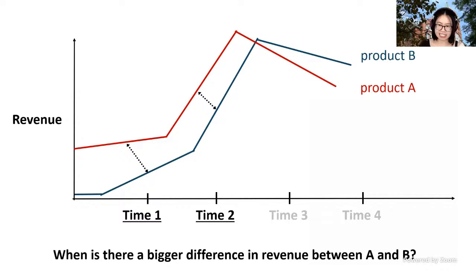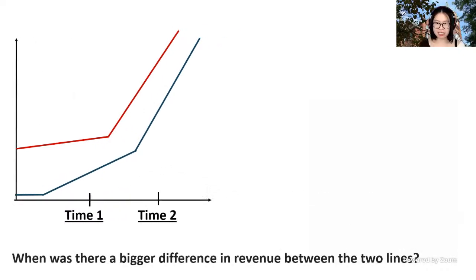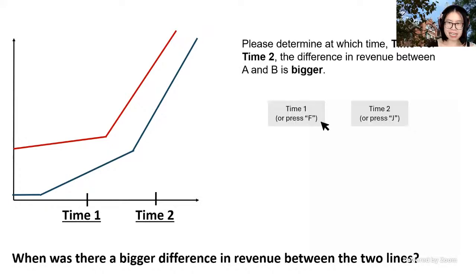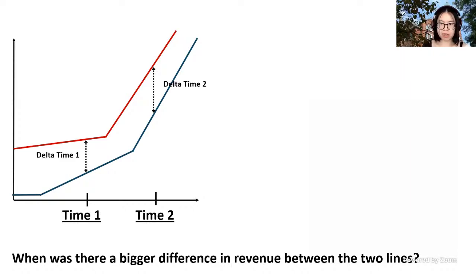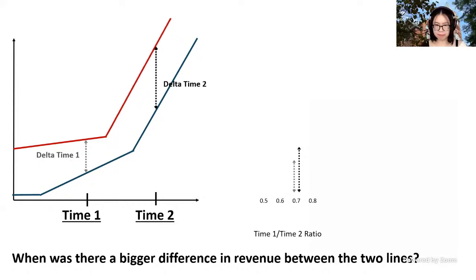So to empirically test this, we showed people visualizations like this, except that we simplified it to look like this. And we asked our participants to determine at which time, time 1 or time 2, the delta between the two lines is bigger. So we vary the deltas between time 1 and time 2 by systematically manipulating the slope of these line segments. So I'll demonstrate it here. I have the ratio between the deltas at time 1 and the delta at time 2 plotted on this x-axis. And for the specific one that you see on the screen, the ratio is about 0.7. And we can manipulate the slope to change the ratio, and this one right now is about 0.5.